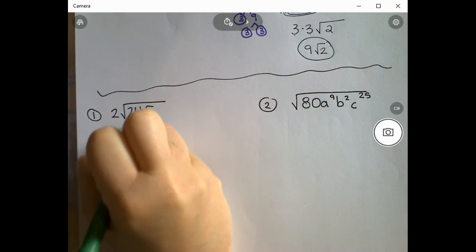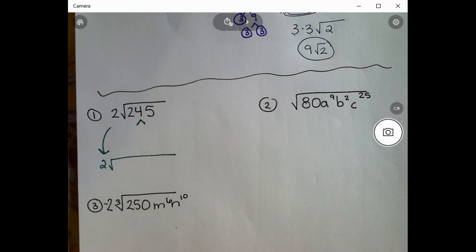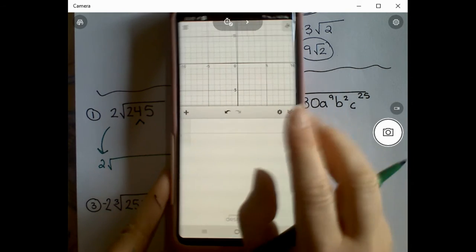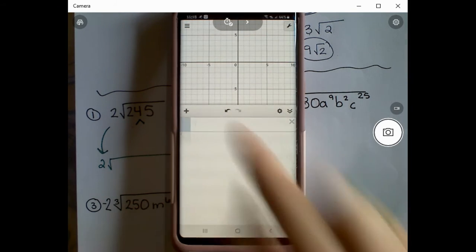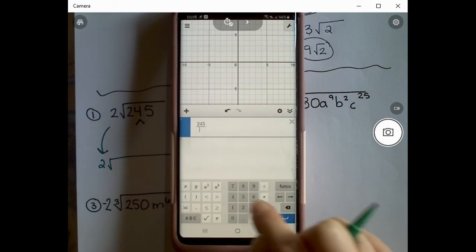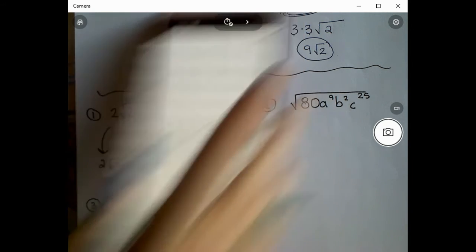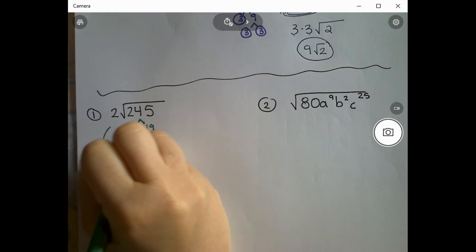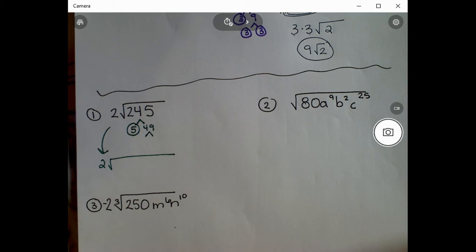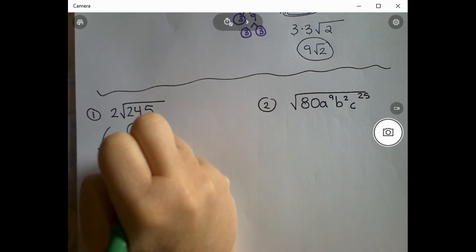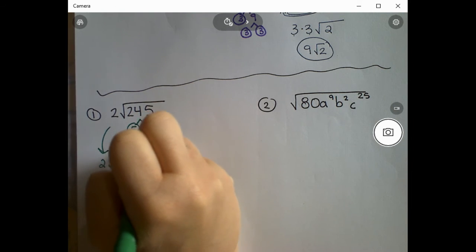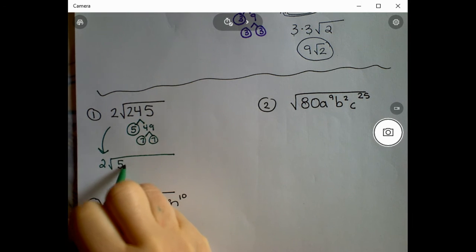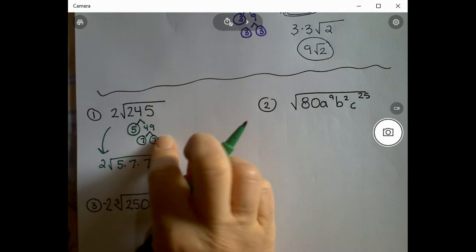All right, so prime factors. I know 245 is not divisible by 2. Depending on how good you are with these things, you can just type them in. I know it's divisible by 5, so I'm going to do 5 and 49. 5 is prime, and I'm going to keep going. 49 is 7 times 7, and those are both prime. All right, so now inside, we're going to do 5 times 7 times 7.